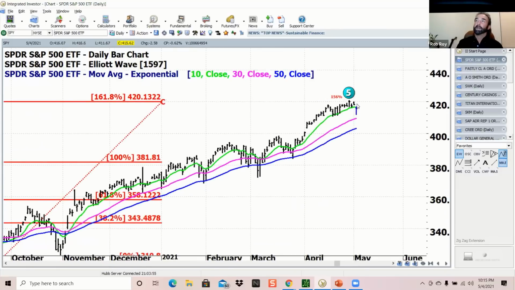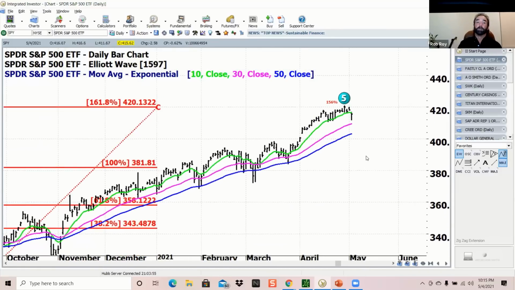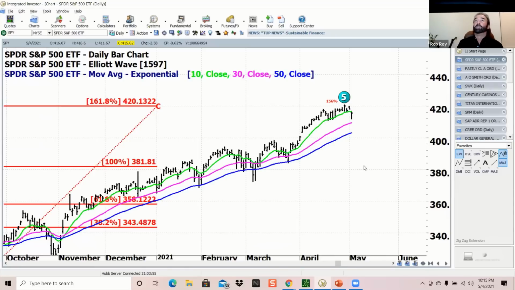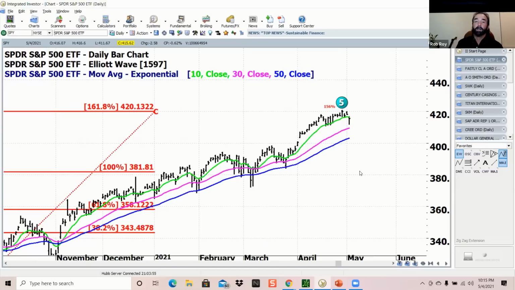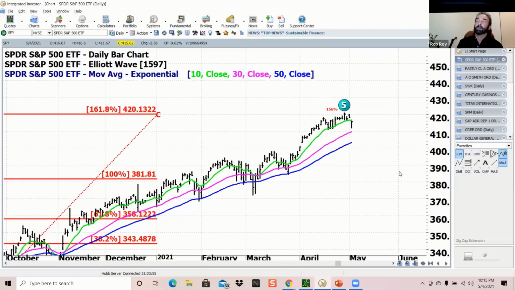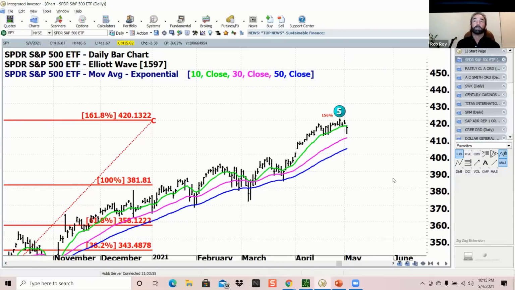But we've got to get back above the 10-day moving average and break above 420 first. If we do, then we start looking for new extended targets. But the fact that I haven't seen that many times when the market goes to the 261 makes me super cautious.